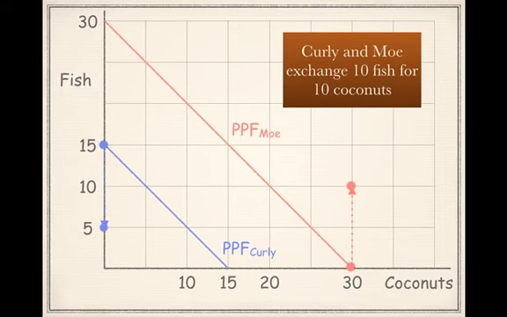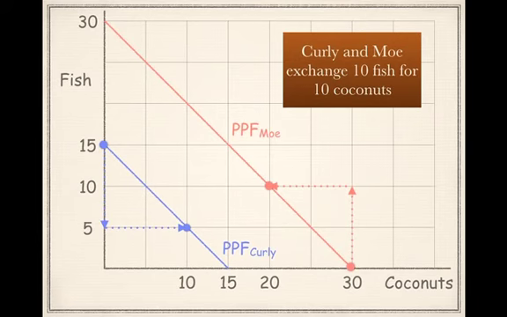So Curly gives Mo 10 fish, so Curly now only has 5, and no coconuts, because Mo hasn't reciprocated yet. And now Mo has 30 coconuts and 10 fish. Then Mo completes the agreement by giving 10 coconuts to Curly. Well, we can see here that they really haven't accomplished much, because even after they specialized and engaged in trade, they're both back on their original production possibilities frontiers.